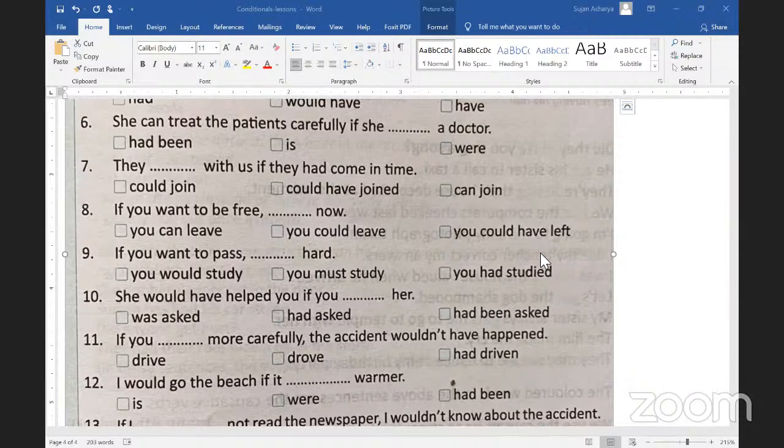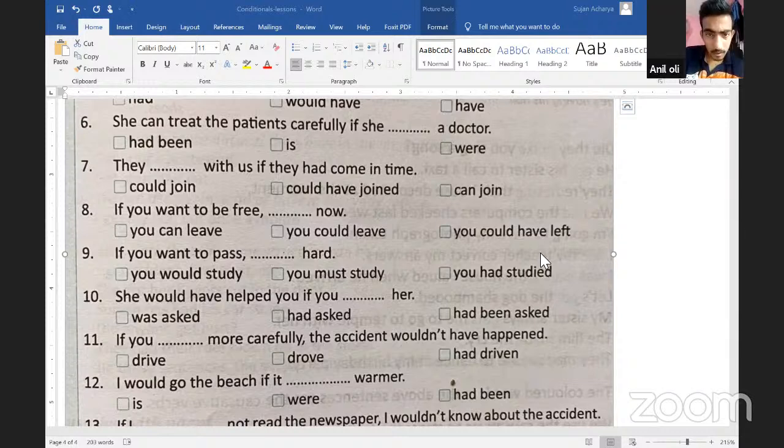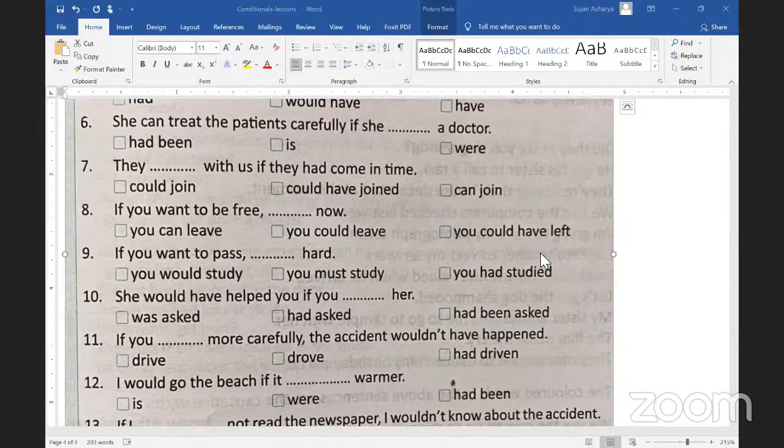Next, number 7. If they had come in time, had come means past perfect. On one side we have past perfect, on the other side could, would, should, might have plus V3. They could have joined us if they had come in time.